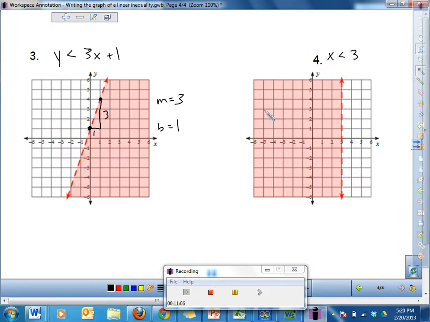Just so that you could see, if you had a line like this that went straight across the axis, went across the y, what's the slope of this line right here? The slope would be 0. What's the y-intercept? 3. So we would write that equation as y equals 3. Or if it was an inequality, we would write y less than or greater than or whatever. So just remember the difference between the y equals and the x equals.